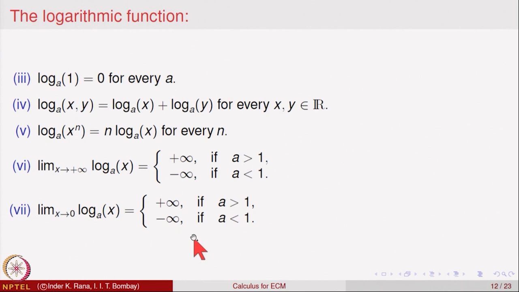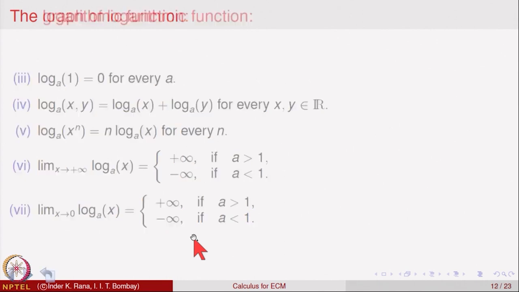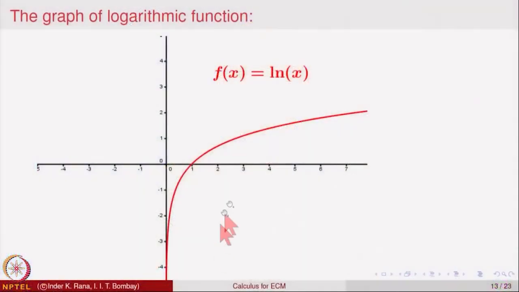In higher calculus, one looks at the properties of the inverse function vis-a-vis the given function. This is what its graph looks like. When the base is the natural base, that means a is equal to the Euler number e, then this is the graph of the function we have written. Basically, it is the same for all such functions.